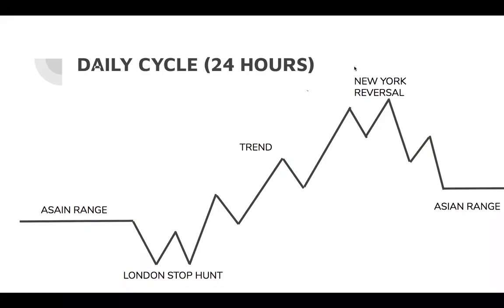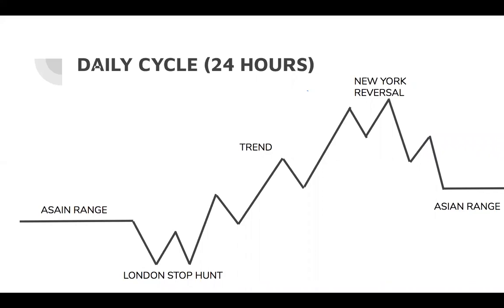Now, the daily cycle takes 24 hours. That's why it's called a daily cycle, right? Because it takes a day to form. And the daily cycle would begin with an Asian range. Now, the Asian range usually takes place within the Asia session. I'm going to talk about the timing in a few minutes. But you have the Asian range, right?